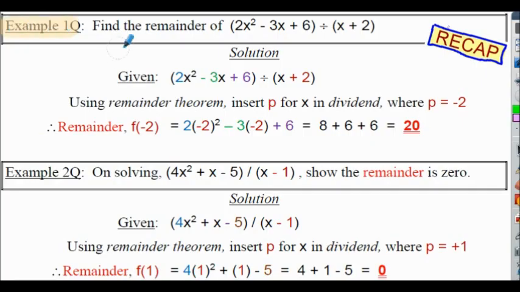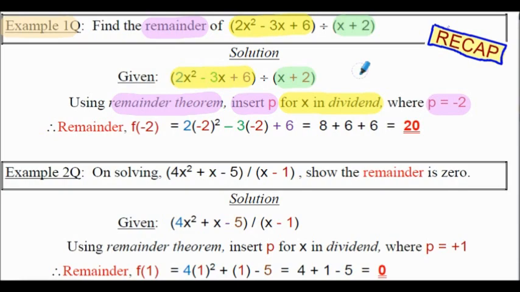Example 1q, we're asked to find the remainder. This will be using remainder theorem given a dividend, 2x squared minus 3x plus 6, and our divisor x plus 2. So given the dividend and divisor, using remainder theorem, we're going to insert p for x in the dividend, and notice that p is negative 2 as we have a positive 2 in the divisor. All we do now is put the value of negative 2 in remainder theorem, so it becomes 2p squared, that's 2 multiplied by negative 2 squared, minus 3p, minus 3 multiplied by negative 2, plus 6. Evaluating, we find the remainder is 20.